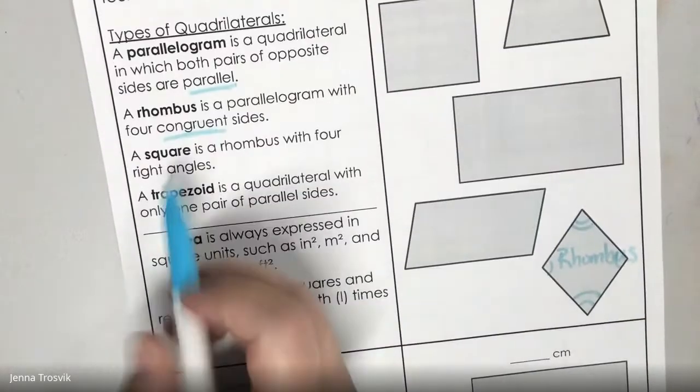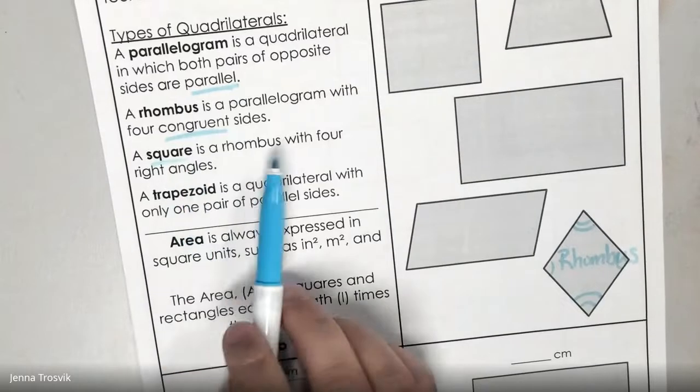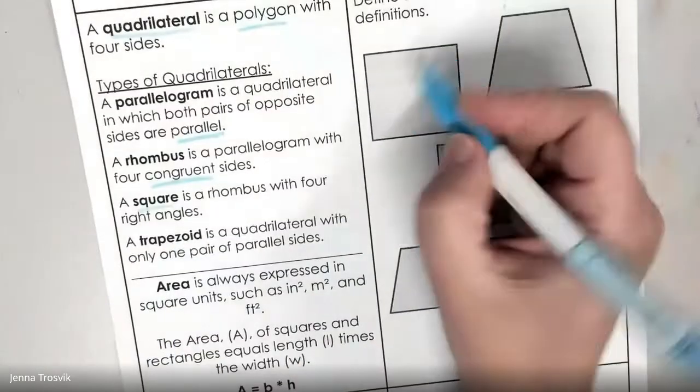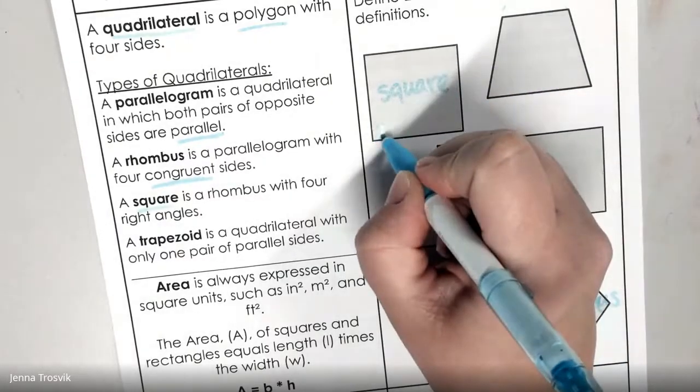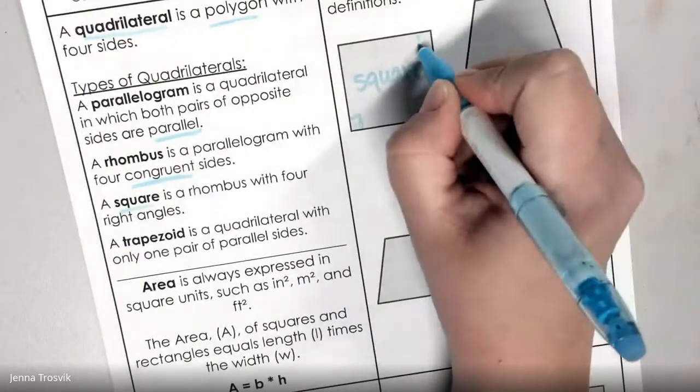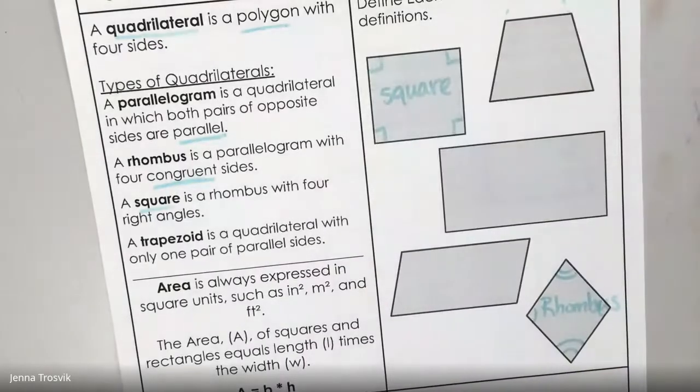Okay. Let's jump to square. Obviously, a square is a rhombus with 4 right angles. So our square is a rhombus, but it has to have 4 right angles inside.